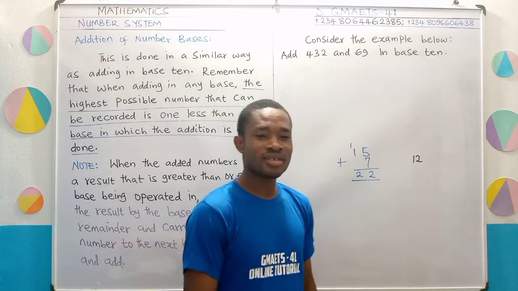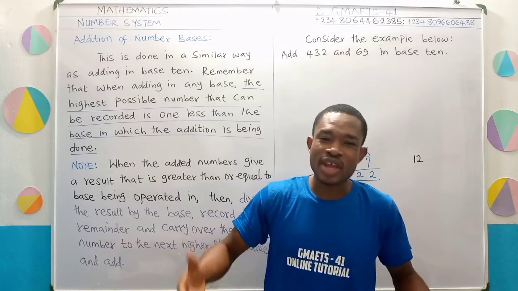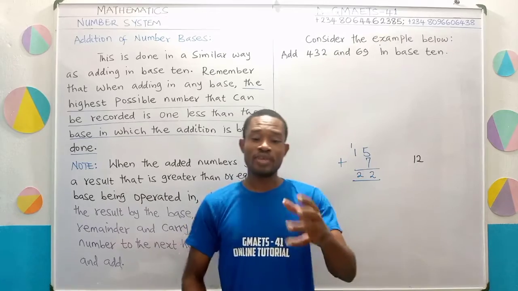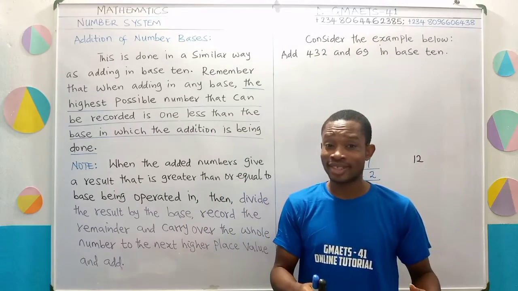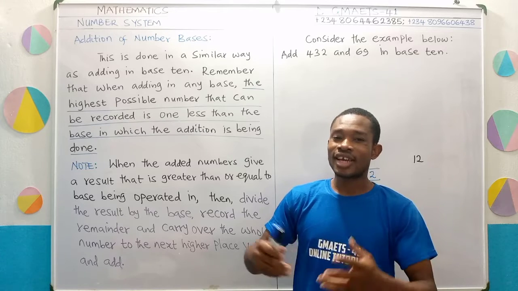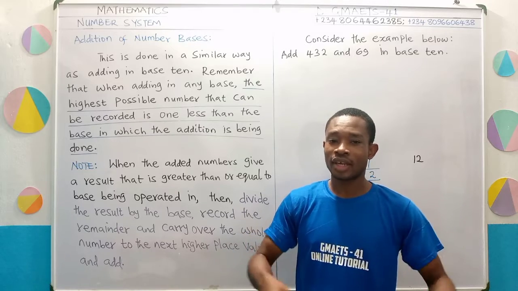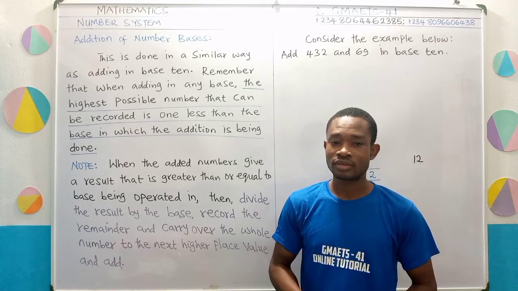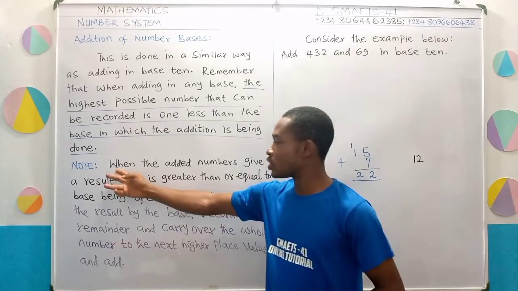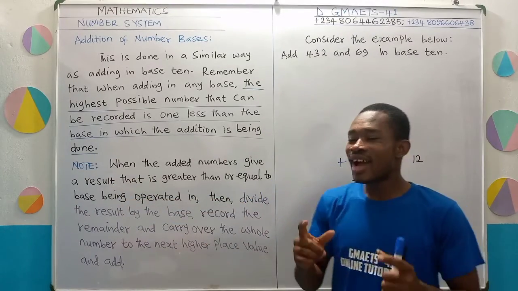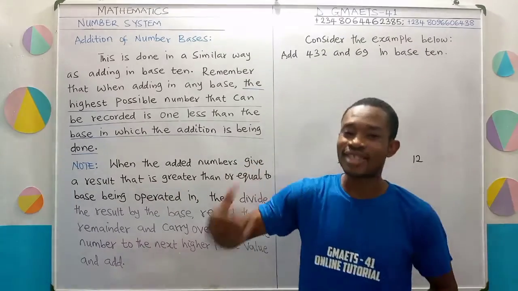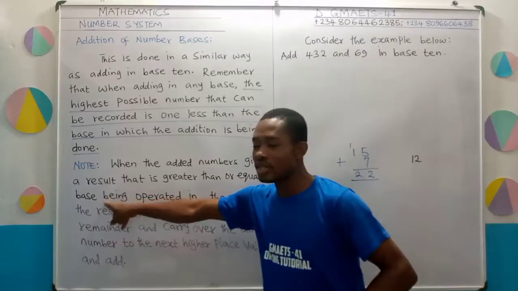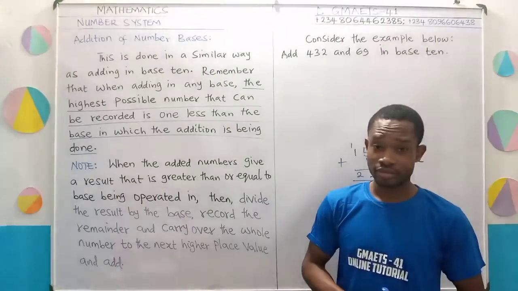The question now is, what then can I record? If I have a result that is equal to or greater than the base I am working in, we have this note here to guide us: when the added numbers give a result that is greater than or equal to the base being operated in.